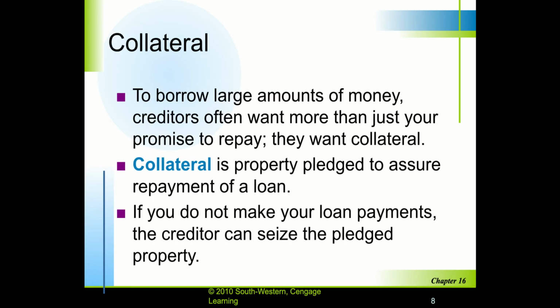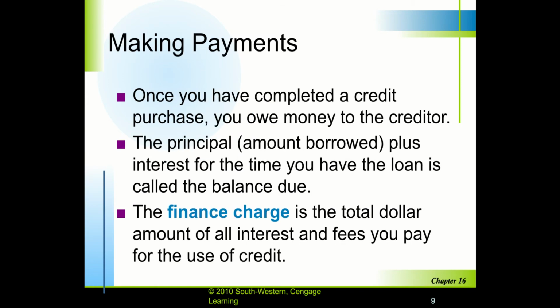Collateral is property that's pledged to assure repayment of a loan. So, in other words, if a creditor is giving you money, they want some guarantee that you're going to be able to pay it back. So if you put up collateral, then you are saying to them, if I don't pay it back, then you can take this. So perhaps collateral would be property, like perhaps you own a home and you're taking out a big loan and you say, if I don't pay it, I'm putting up my house as collateral. You can take my house if I don't pay it back.